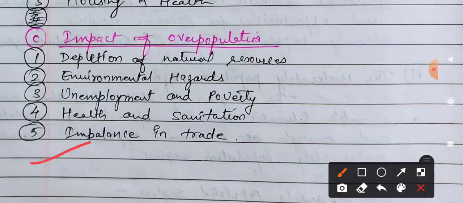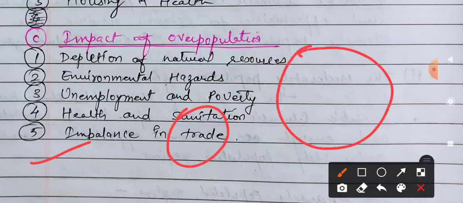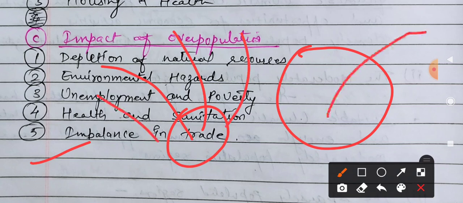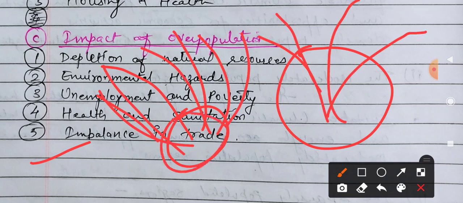The imbalance in trade, it means, obviously I told you, if we have limited resources and the population is increasing, we have to import most of the things from other countries. If we are exporting to another country, our wealth is increasing, but if we are importing from another country, our wealth is decreasing. So if we have more burden, we have to take more loans from other countries. Just like our family runs, the nation is also running. So these are all the impacts of this overpopulation.